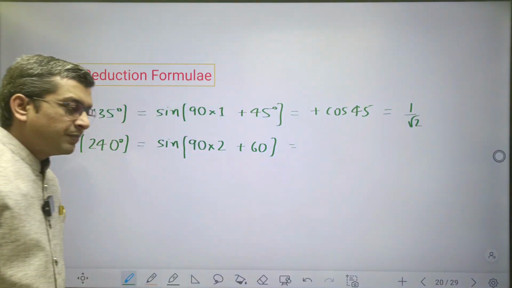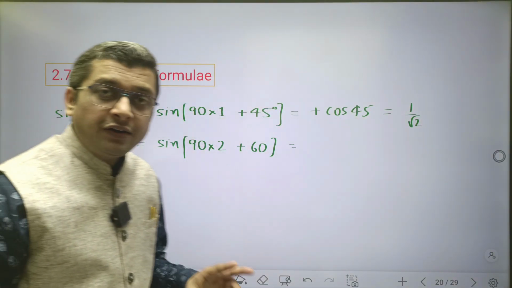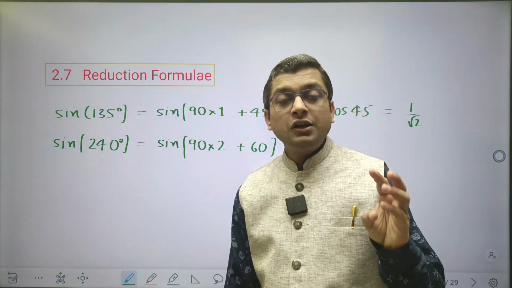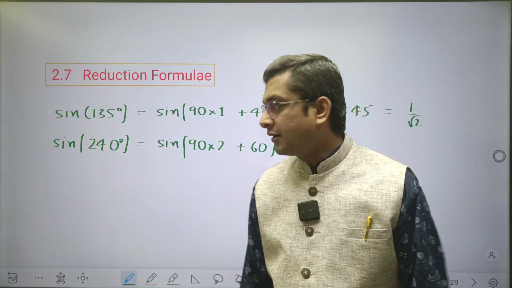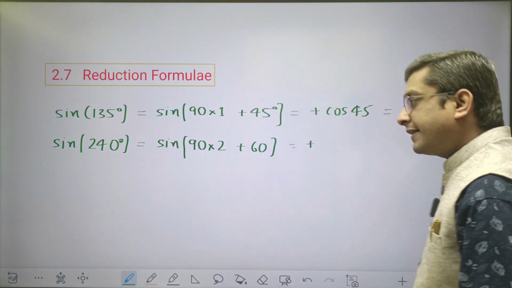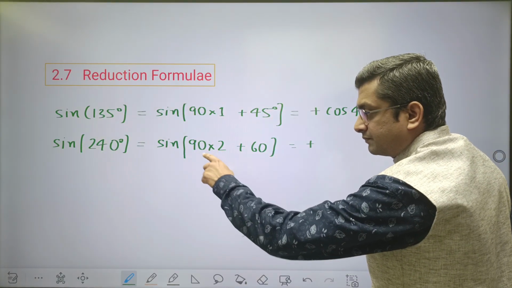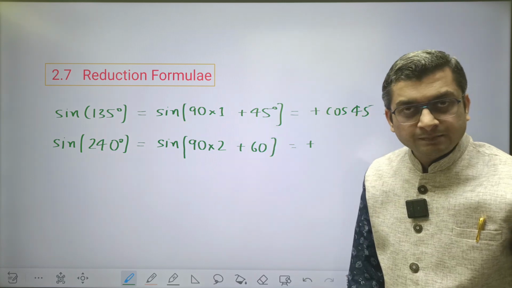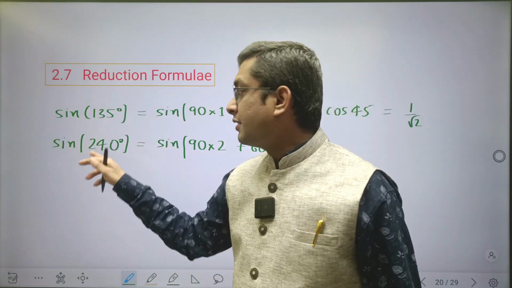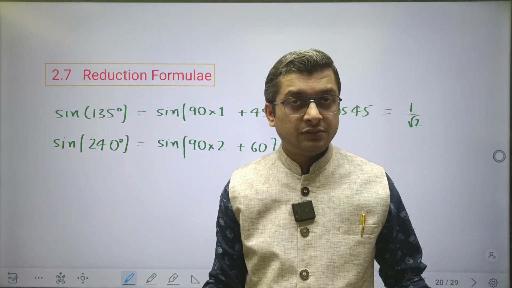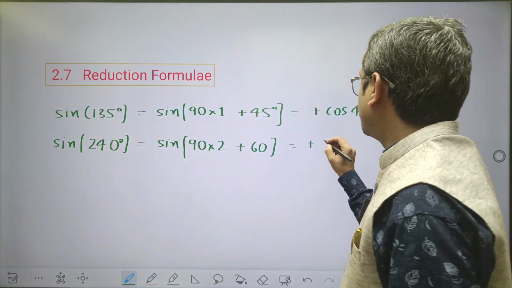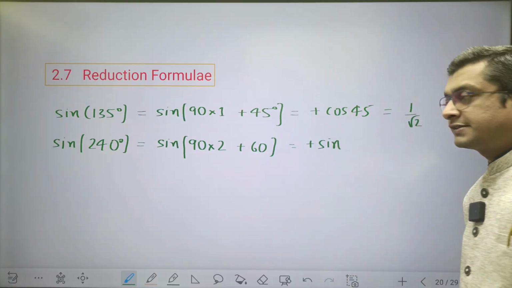So this angle lies in the third quadrant. In the third quadrant, the value of sine will be negative, because in the third quadrant only tan and cot are positive and all the rest of the trigonometric ratios are negative. So here it is minus. The second thing is, this is an even multiple, the multiplier is 2. So whenever an even multiple comes, the sine or cos or whatever the ratio, it will remain as it is, isn't it? There will be no change. For example, here it is sine, this is even multiple 2, so here I write sine.